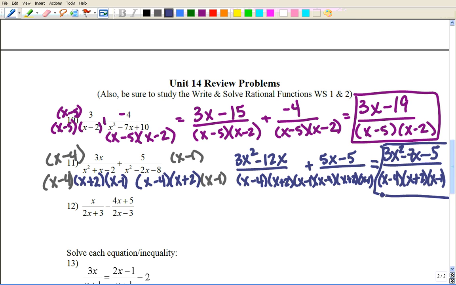And then number 12, x over 2x plus 3 minus 4x plus 5 over 2x minus 3. So these are not exactly the same. It may be tempting to see that those are the same thing and just subtract, but you can't do that. So I will have to multiply each by the other. So I'll take 2x plus 3 on the top and the bottom. And this one will get the 2x minus 3.